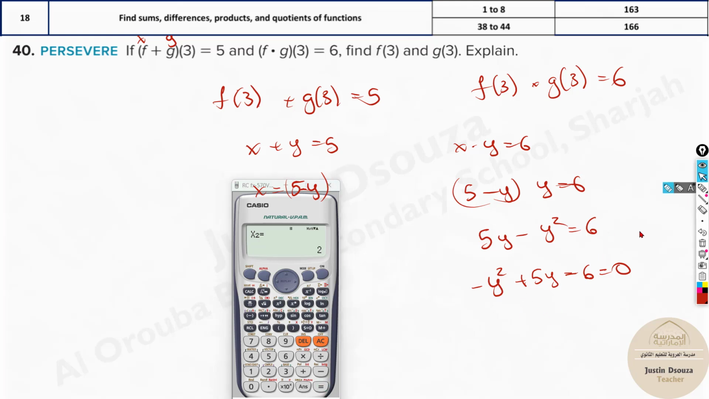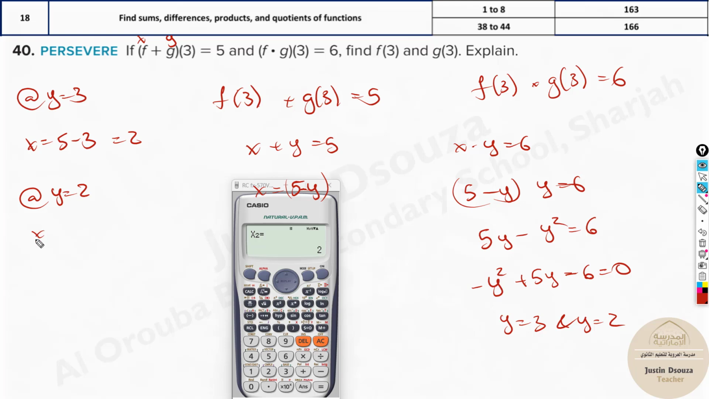So now your y value can be two possibilities, right? So let's write it. y is equal to 3 and y is equal to 2. So let's solve x for both the cases. If y is equal to 3, x is equal to 5 minus 3, that is what? It's going to be 2. At y is equal to 2, x will be equal to 5 minus 2, that is 3.